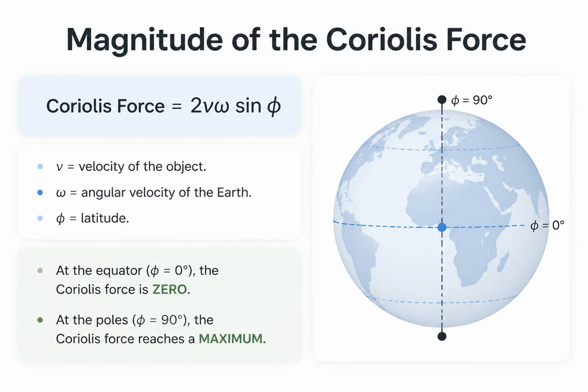Mathematically, the magnitude of the Coriolis force depends on the velocity of the wind, the angular velocity of the Earth, and the latitude. The formula includes the sine of the latitude. Because the sine of 0 degrees is 0, the Coriolis force is absolutely 0 at the equator. As you move toward the poles, the latitude increases to 90 degrees.